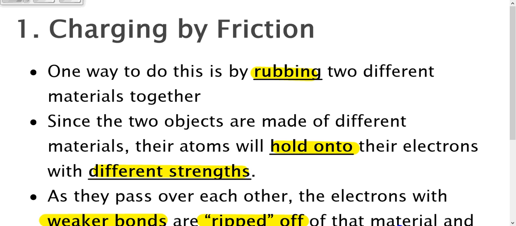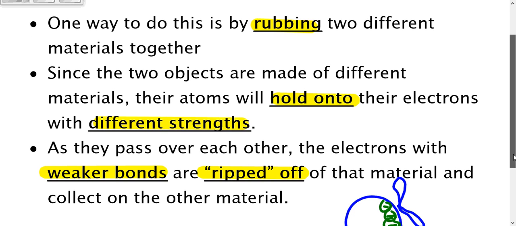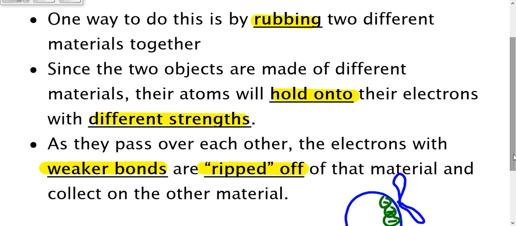So the first method is charging by friction. One way to do this is by rubbing two different materials together. So we charge by rubbing. This we talked about in the past: rubbing your socks on the carpet, rubbing a balloon on your hair. That's rubbing two different materials together, and we can generate a charge like that.